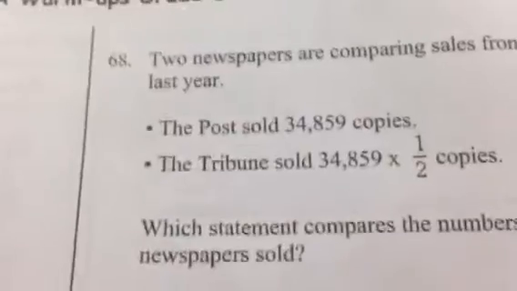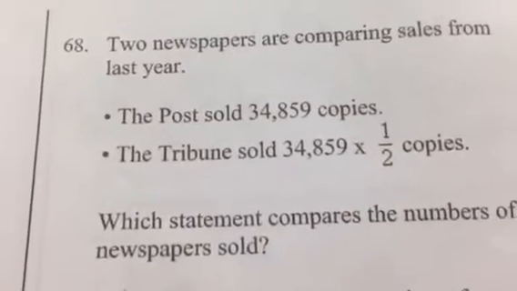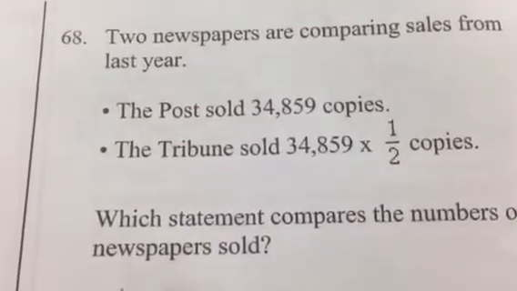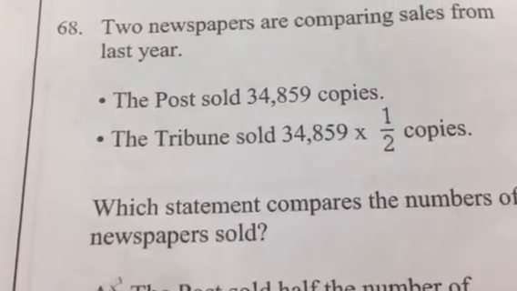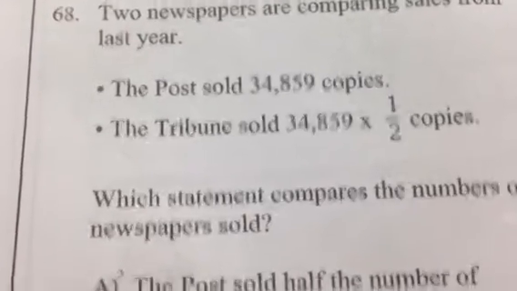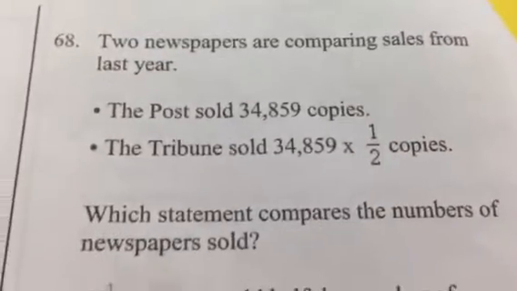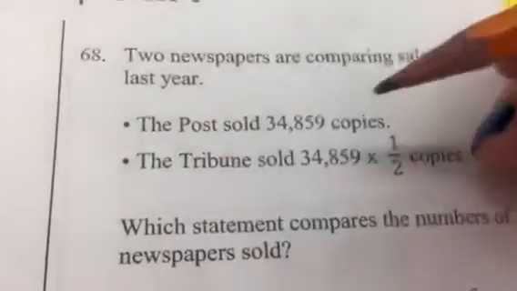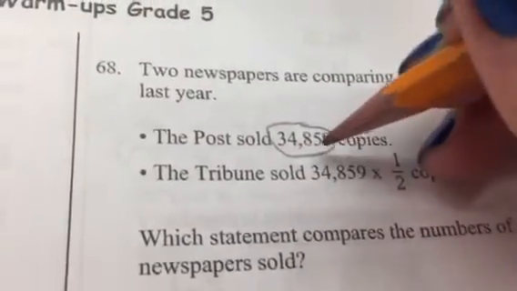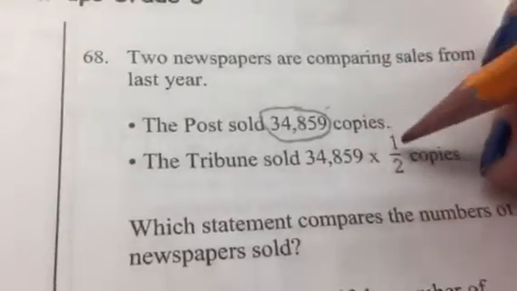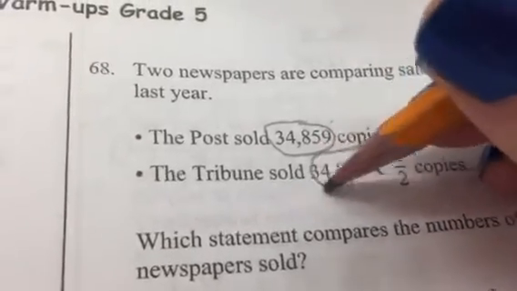These ones I haven't completed yet, so I'm going to do them right along with you. 2 newspapers are comparing the sales from last year. The Post sold 34,859 copies. The Tribune sold 34,859 times 1/2 copies. Which statement compares the numbers of newspapers sold? So I do know that they have 34,859, and I know that they actually have half of that exact same number.